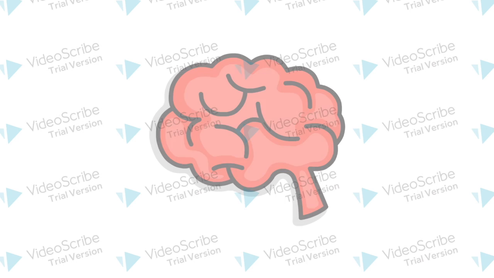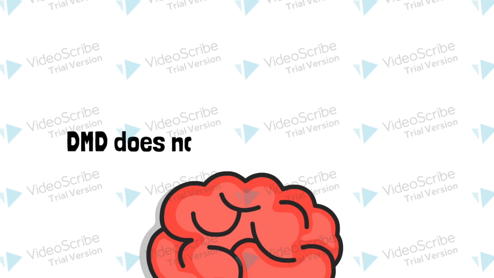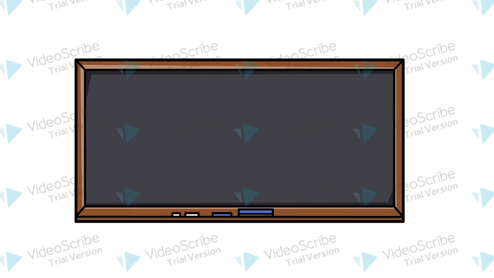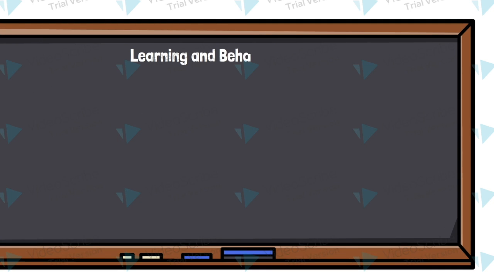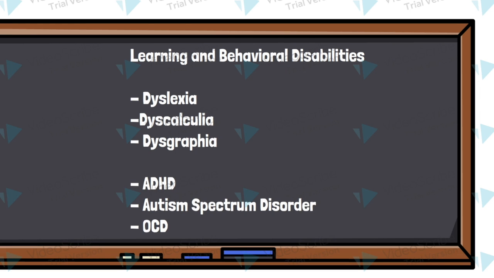It is also important to consider that DMD does not just affect muscles, and many students with DMD have learning and/or behavioral disabilities that can impact the way they learn. Students with DMD have an increased risk of having dyslexia, which impacts reading, dyscalculia, which impacts math, and dysgraphia, which impacts written communication. They are also at an increased risk of having ADHD, autism, and OCD. So in the classroom setting, it is important to recognize that your students may have one or more of these disorders and may require additional or alternative resources and support to succeed.